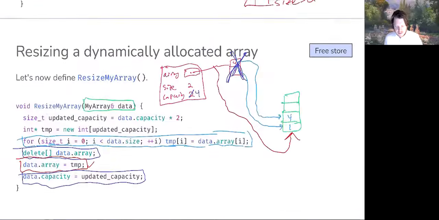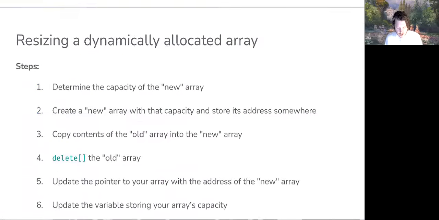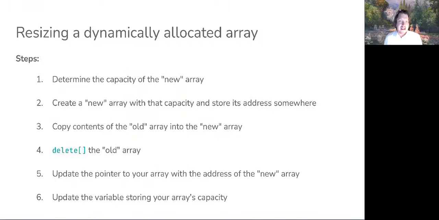We went through each element of the old array, picking it up, placing a copy of it at the corresponding field in the new array. At this point, we have a new array. It is essentially the old array resized to some new capacity. And we don't need the old one anymore. We've copied over the old data, so we can delete the old array. So tell the free store manager, hey, I don't need this dynamically allocated array anymore. Feel free to reclaim its memory for use in some other way.